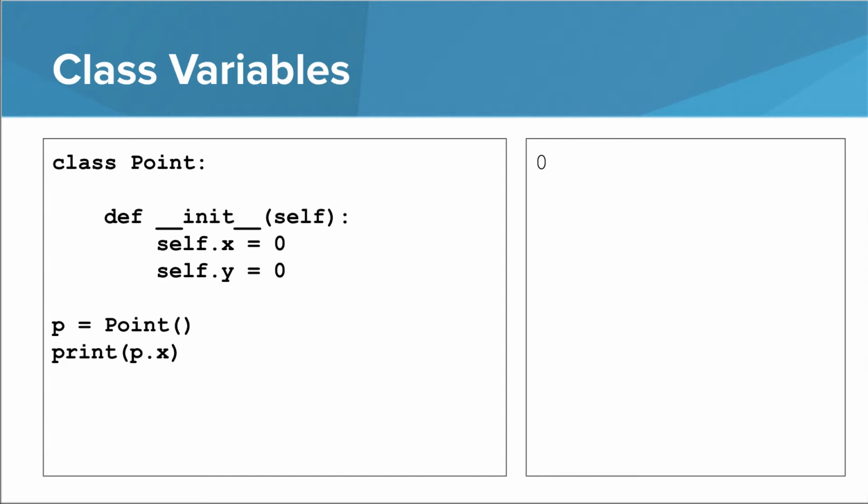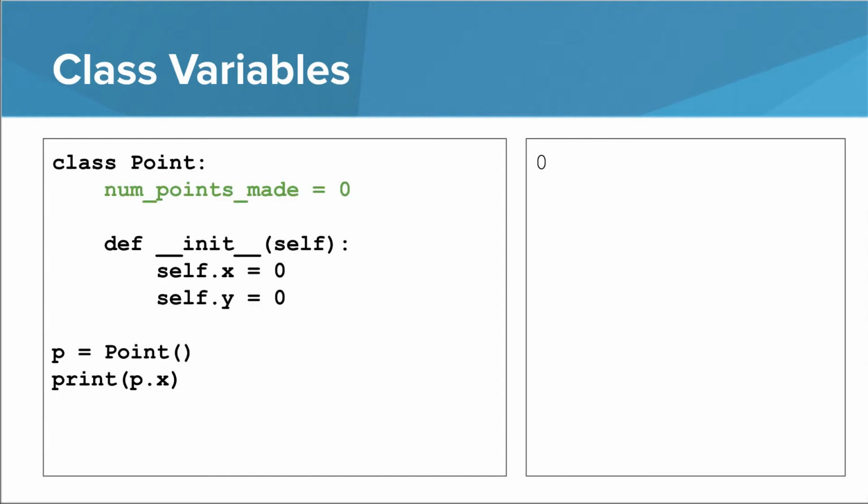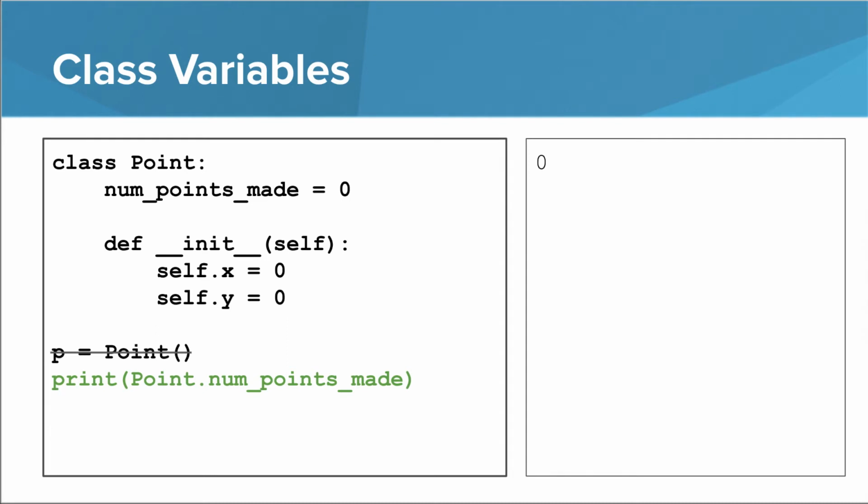We've got two instance variables. Now let's add a class variable. Here's what that looks like. This is a variable that doesn't belong to any particular object. Rather, it belongs to the class as a whole. That means we can use it like this. We refer to it as point.numPointsMade. This can actually happen even without any instances of the point class being created.